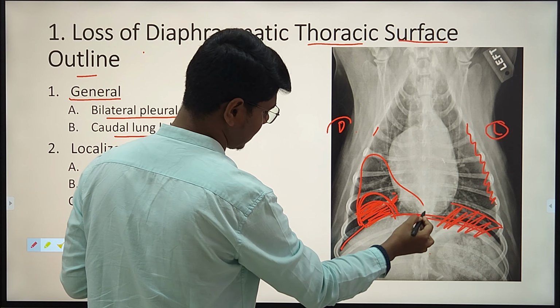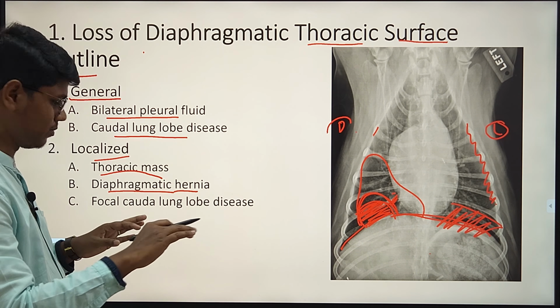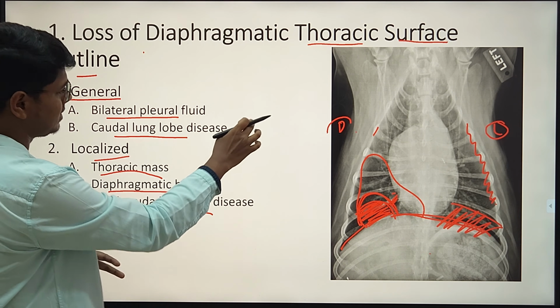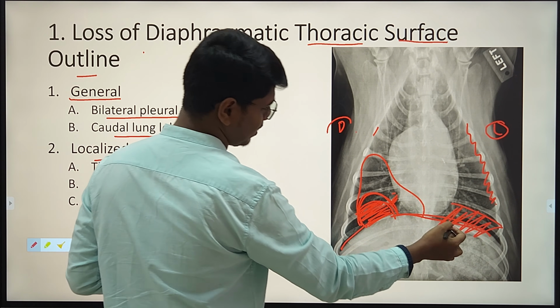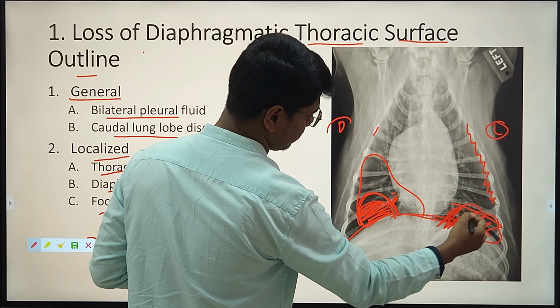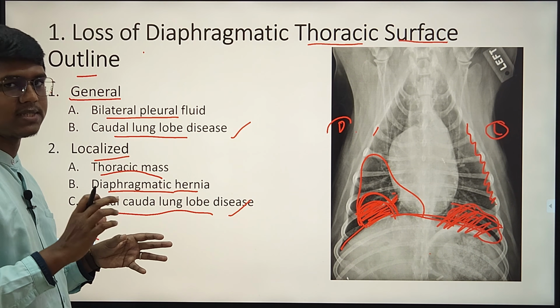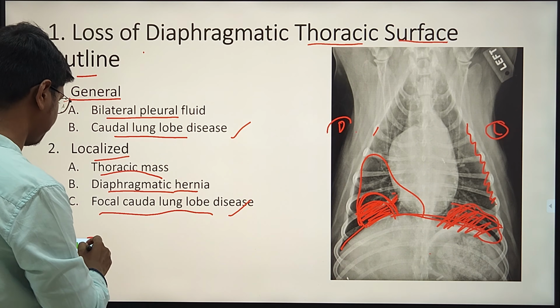Sometimes they are bigger ones like this. Okay, we will see photos. Focal caudal lung lobe disease. Similarly, this is general disease, this is focal. It means a small region, or only one side lobe will be affected. In that case also there will be partial loss of the thoracic surface outline of the diaphragm.